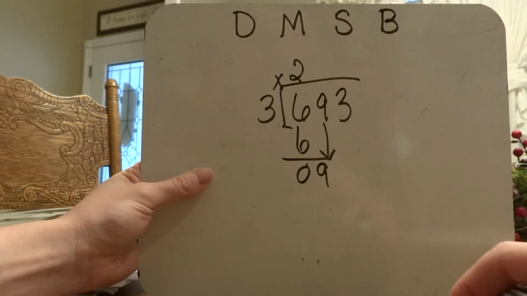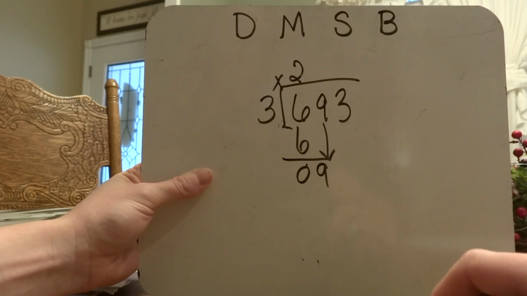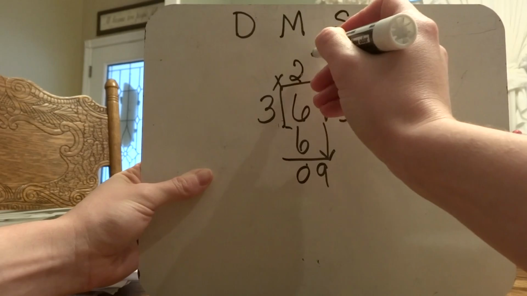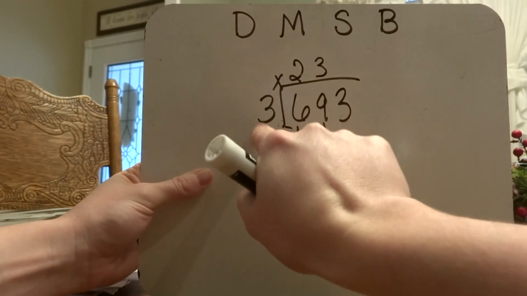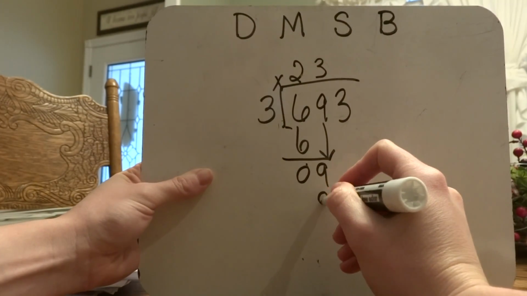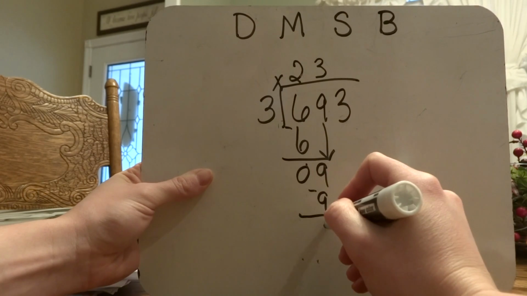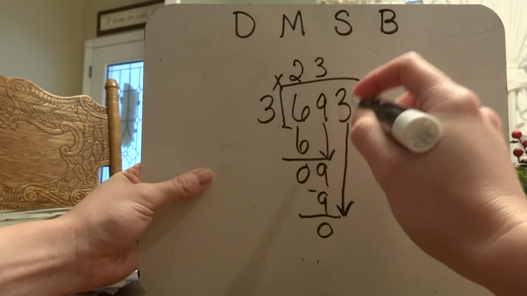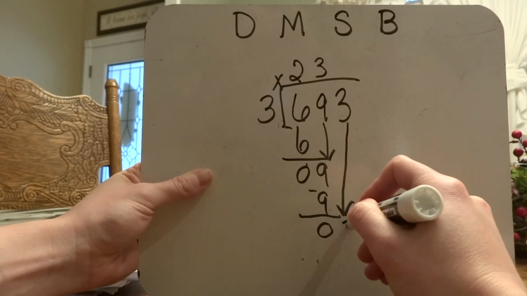We haven't done anything new yet. Now let's start over. 9 divided by 3. We can get 3 groups of 3. 3 times 3 gives me 9. Let's subtract. And now we have to bring down our last number. This is something new that we haven't seen before.